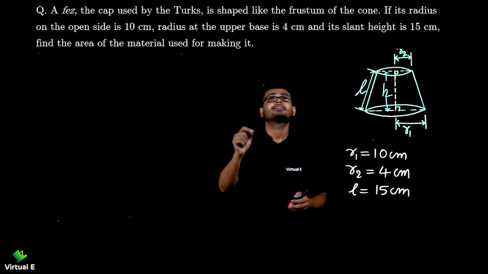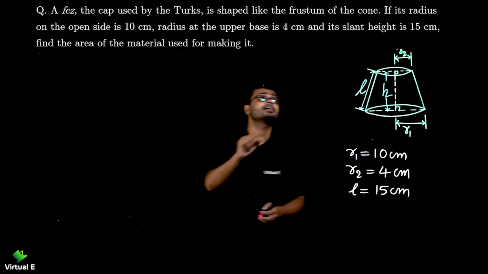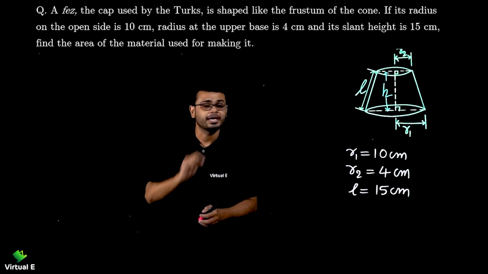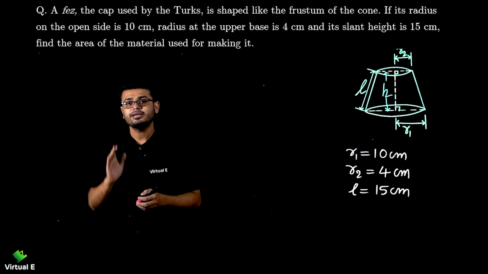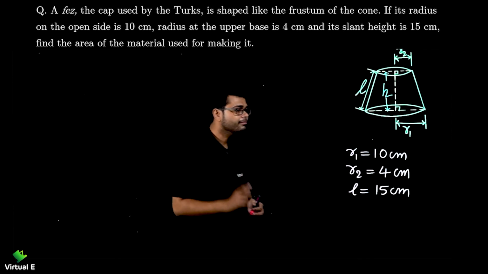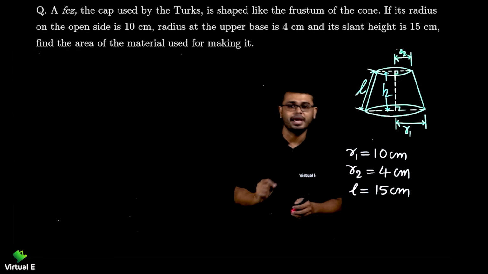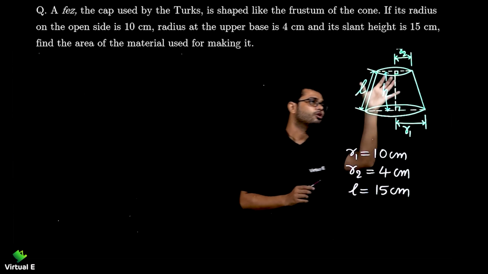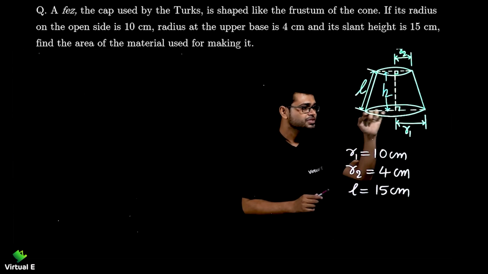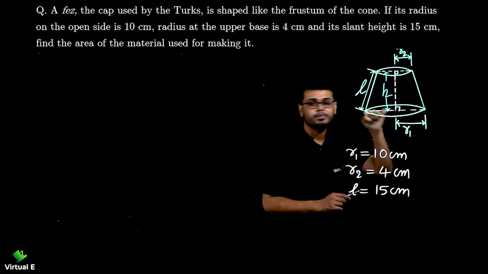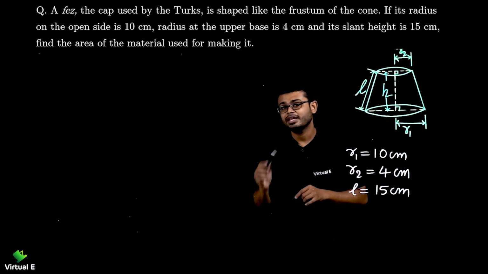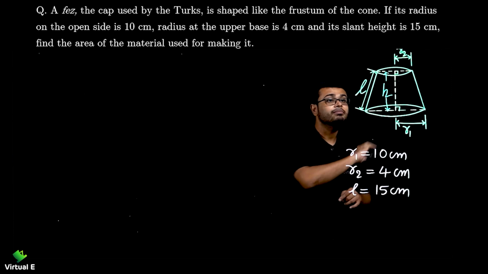Done. Then find the area of the material used for making it. So we need to find the material used for it. Now remember, it is given that there is one open end. So when we talk about this frustum, let's say this end is open. So when we find the area, we need to find the material used for it.